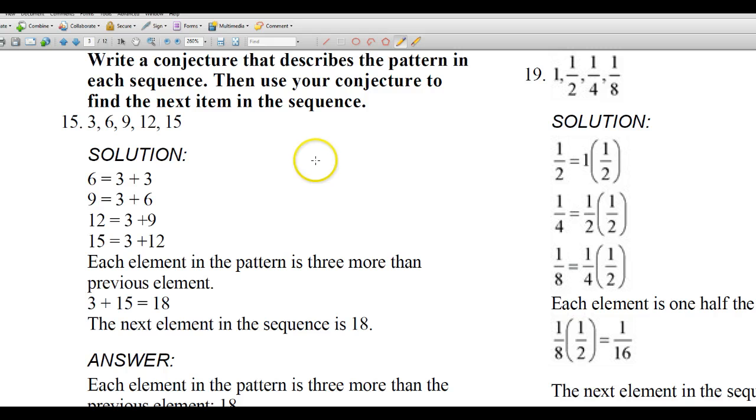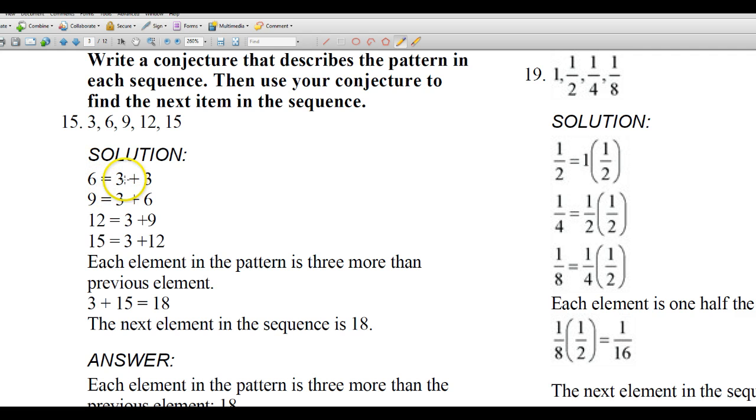For number 15, write a conjecture that describes the pattern in each sequence. Use your conjecture to find the next item in the sequence. So we have 3, 6, 9, 12, 15. These are multiples of 3.